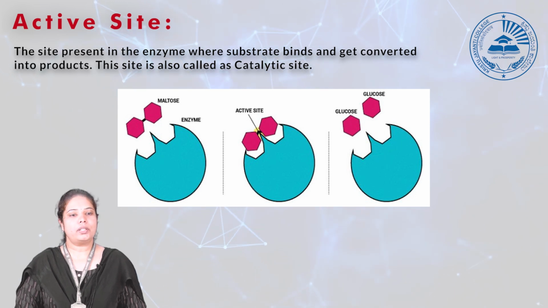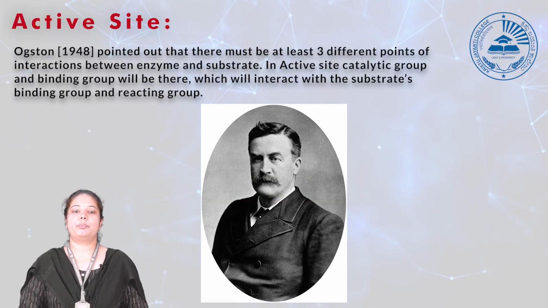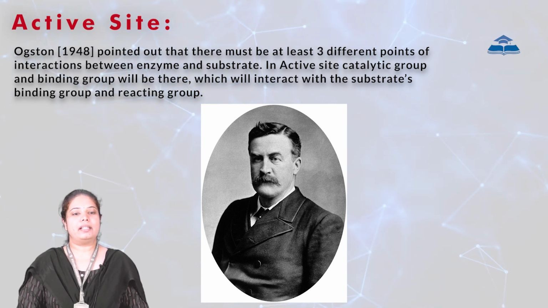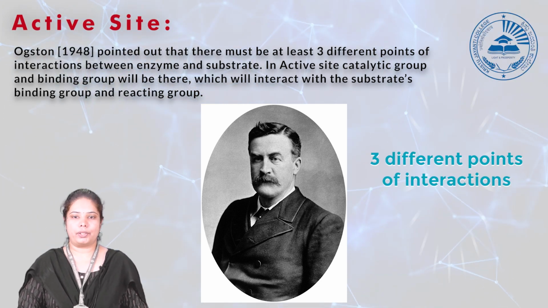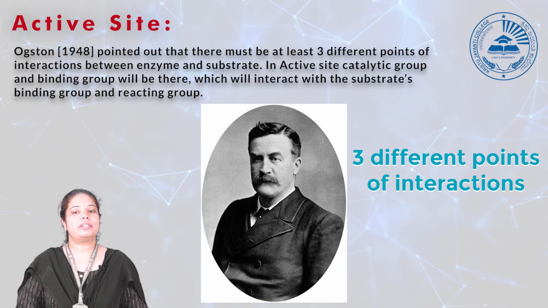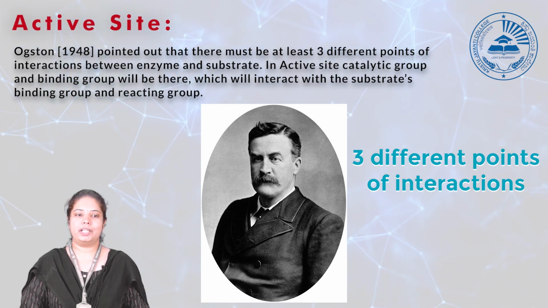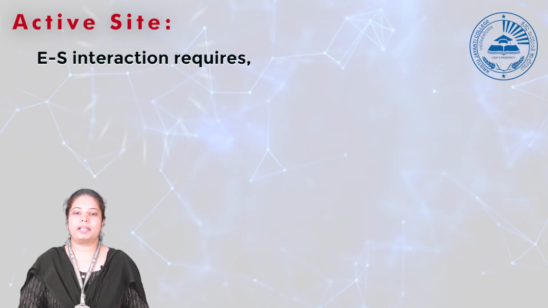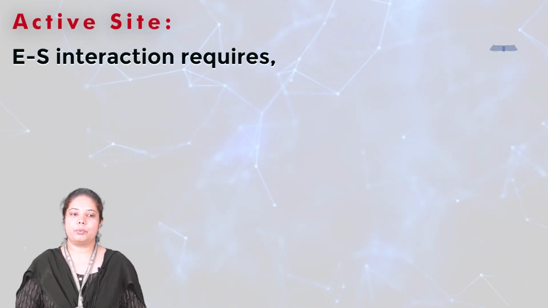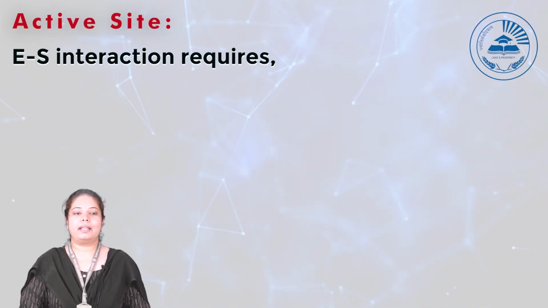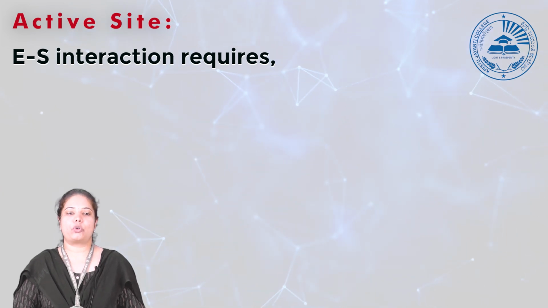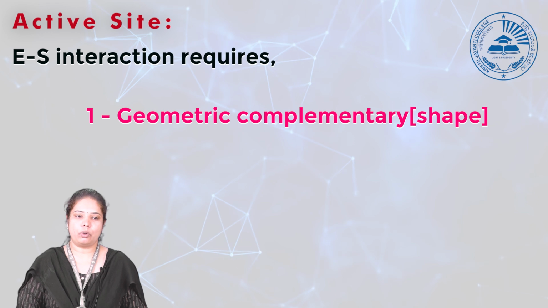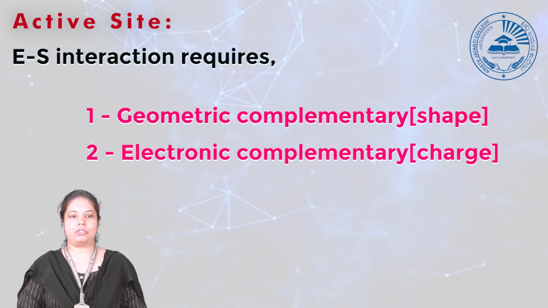Oxton, in around 1948, pointed out the interaction between enzyme and substrate. The enzyme and substrate have three different points of interaction. These three points of interaction are very important for the enzyme substrate complex. To form the ES complex, these points of interaction are required. Only then are two things met. One is geometric complementarity with respect to shape. The other is electronic complementarity with respect to charge.